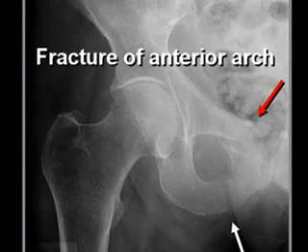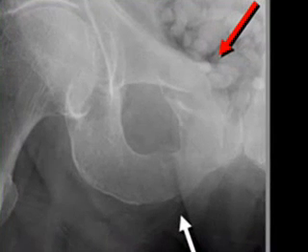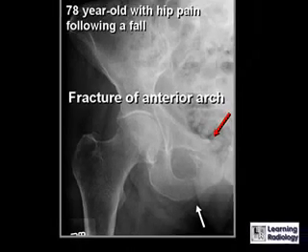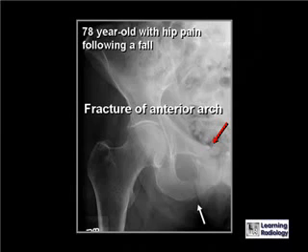Well, this individual has a fracture of the anterior arch. The red arrow points to the fracture of the superior pubic ramus and the white arrow to the cortical discontinuity in the ischium. This case is included because individuals with pelvic fractures will frequently present with hip pain.